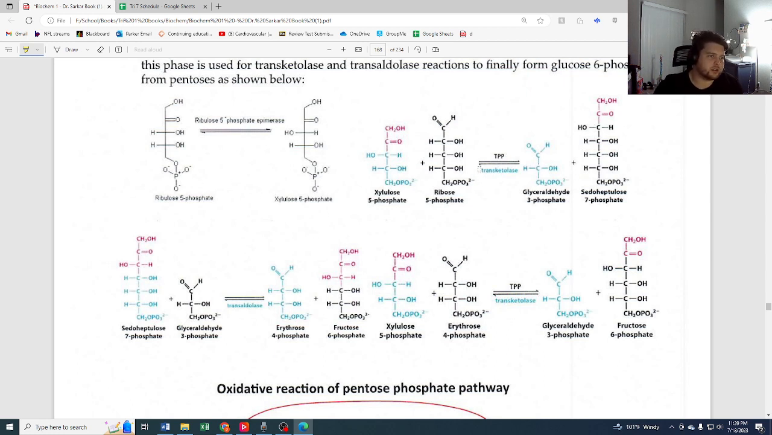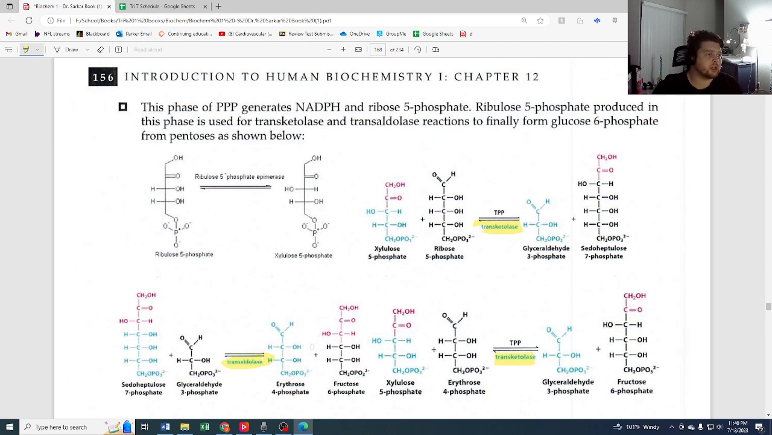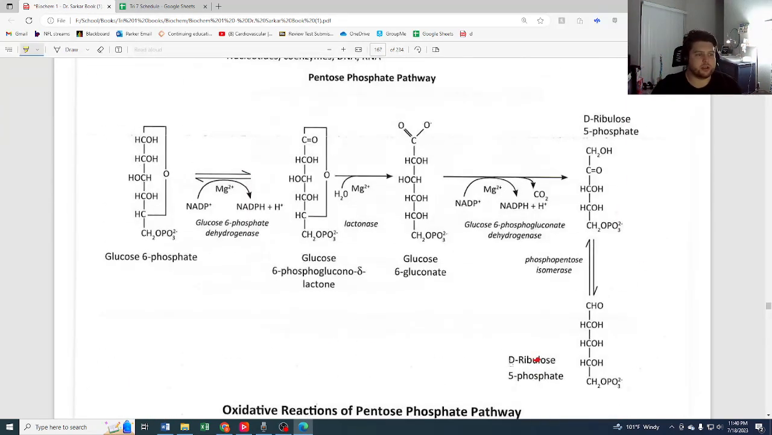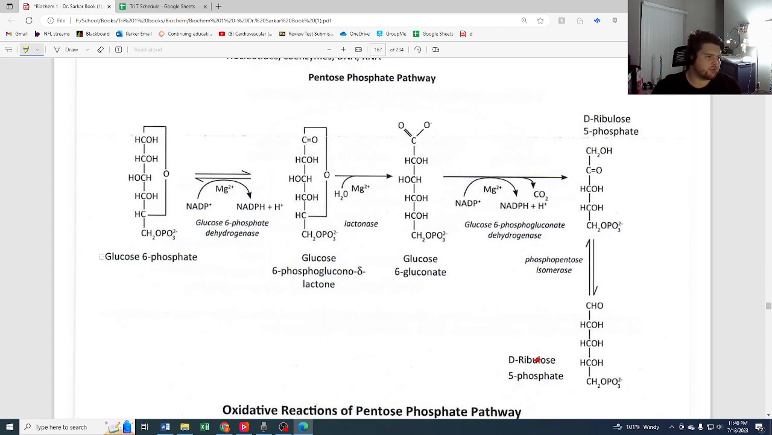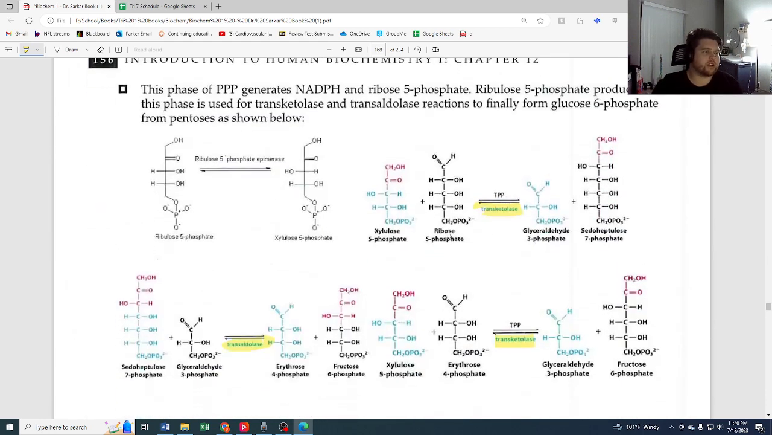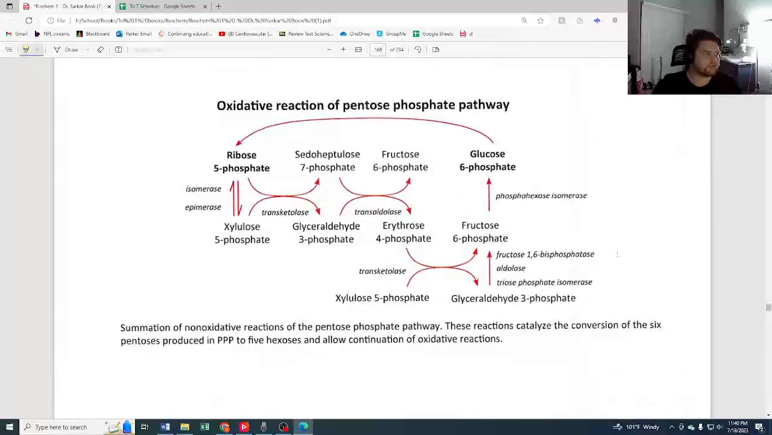Understand the main concepts. Understand transketolases, what those are, what those do. Transaldolases, what they are, what they do. Understand the ribose and the ribulose, and I would make sure you are familiar with how it goes from G6P to the 6-phosphogluconolactone, then to 6-phosphogluconate, then to ribulose, then to ribose. Okay, that breaks it down a little bit easier so you don't have to freak out by looking at all of this stuff.